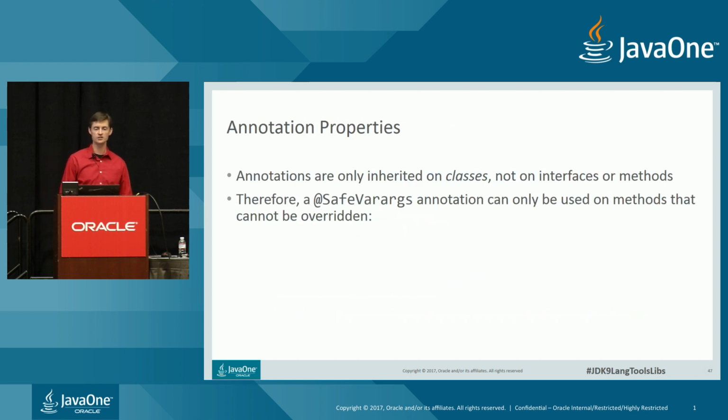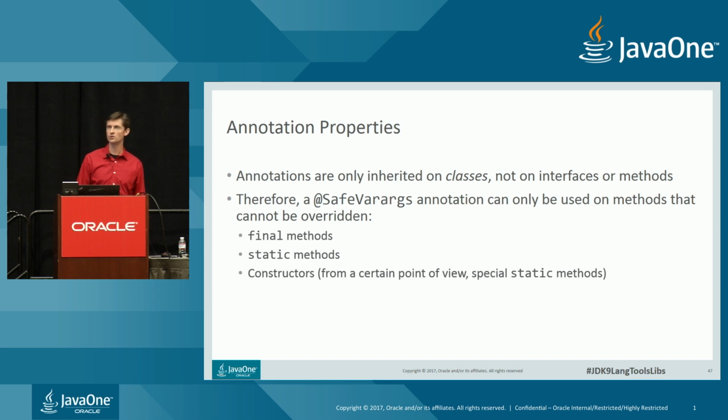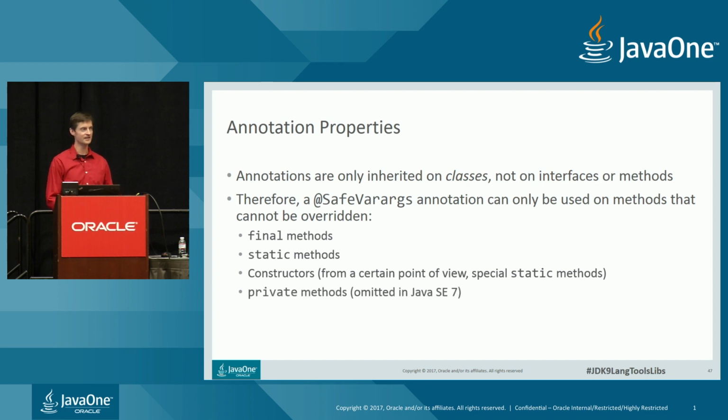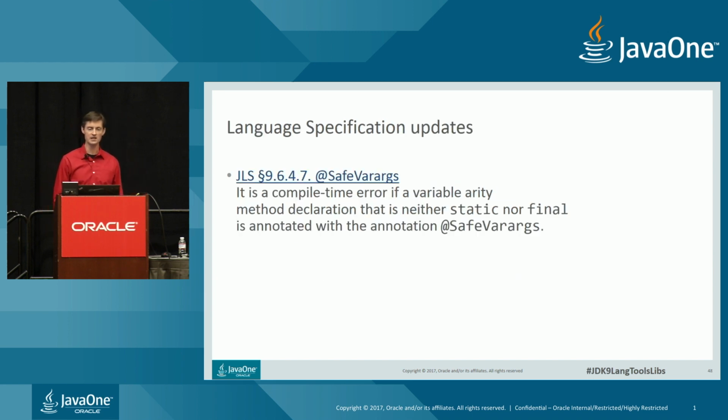Because of the design of annotations, annotations are only inherited on classes, not interfaces or methods. Therefore, the SafeVarargs annotation can only be used on methods that can't be overridden. So what kinds of methods can't be overridden? Final methods, static methods, also constructors, which from a certain point of view are just very special static methods. So are there any other kinds of methods that can't be overridden? There are private methods, and we forgot about those ones in JDK 7. But now we've changed the specification and implementation to also allow SafeVarargs on private methods. So if you have such a method, you can now use the annotation on it.